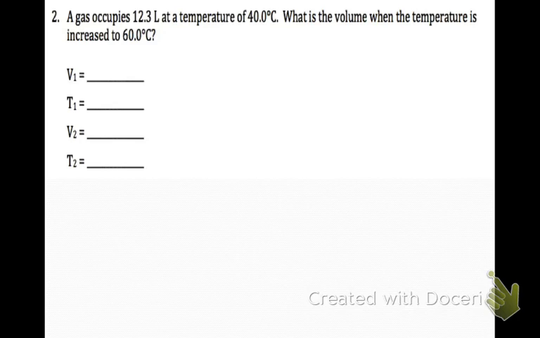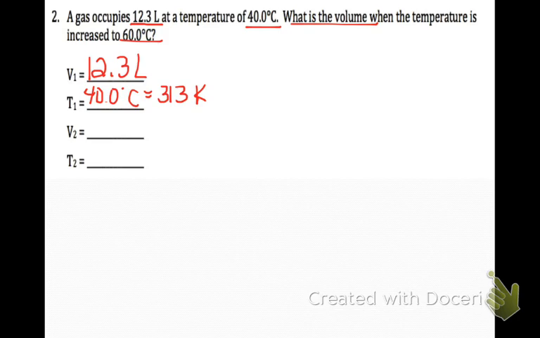So a gas occupies 12.3 liters at a temperature of 40.0 degrees Celsius. What is the volume when the temperature is increased to 60.0 degrees Celsius? For this first one, I went ahead and put the V1, T1, V2, T2 lines for you, just to remind you. You will still need to put these lines in for all of the other ones as well. So my V1, I'm looking for anything in liters or milliliters. That's 12.3. My T1 was originally 40.0 degrees Celsius, but I know that needs to go into Kelvin, so that ends up being 313 Kelvin.